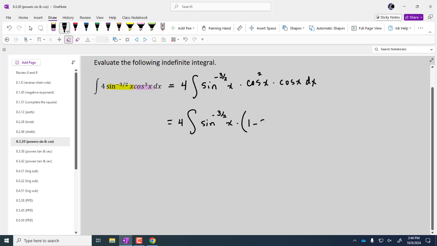All right, so then we have to convert those leftovers. We use the Pythagorean theorem to convert those leftovers. And our whole goal, all of this work, is set up so that we can use u substitution with u equal to sine. Yes, u equals sine of x. So then du is cosine of x dx.